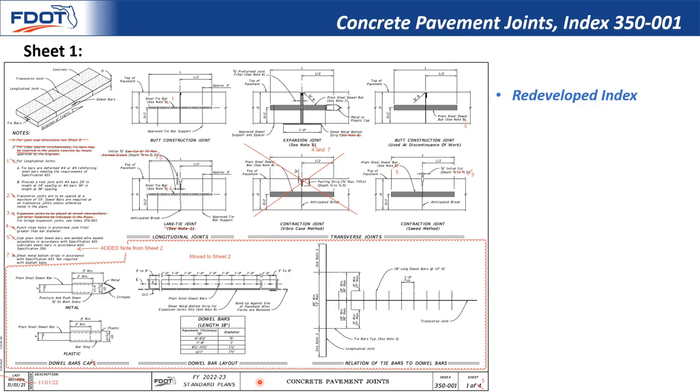Several of the new details were found to be best practices that were already in use by other state DOTs. There was some general cleanup and simplification on all sheets, and elimination of outdated or unused details. Here on sheet 1, you can see there were notes moved or deleted, and the contraction joint detail was deleted. We also added the new joint layout details for the intersections.